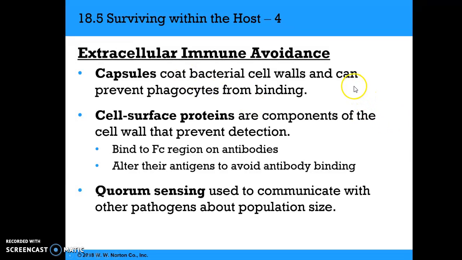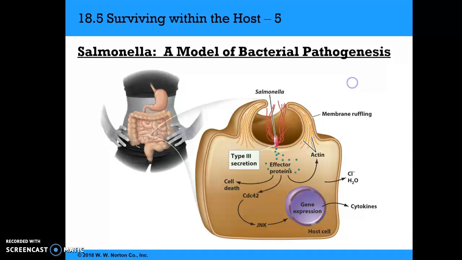Extracellular pathogens do have a way to avoid the immune system. If they form a capsule, they can actually evade phagocytosis, as you very well know from both earlier lectures and laboratory. They can have surface proteins that are components of the cell wall that prevent detection. They can bind to the Fc region on the antibody. They can alter the antigens to avoid antibody binding. And then we have quorum sensing that's used to communicate with the other pathogens about the population size.